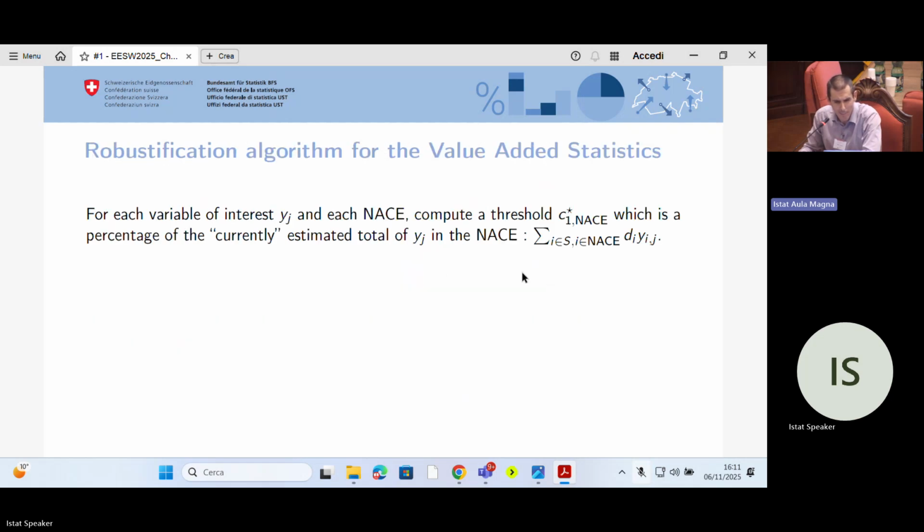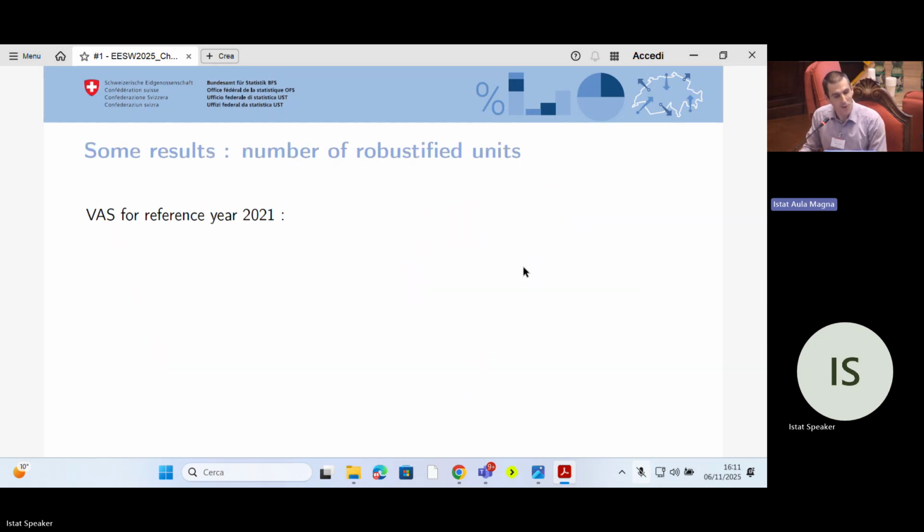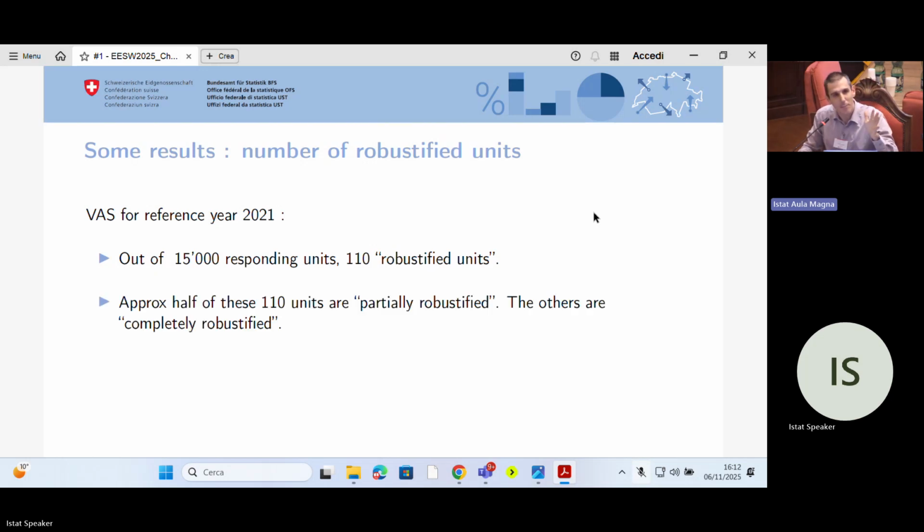We applied some kind of algorithm. I'm going to skip this slide because the details are really in the paper, and I'm going to jump to some results. Okay, how many units did we downweight? Is it a good idea to downweight units, or should we avoid doing that? So for the survey of year 2021, out of the 15,000 weights, the responding units, we robustified 110 units, meaning that we took 110 units and we downweighted them. So that's 0.7% of the units. You might think that's a lot. You might think that's not that much.